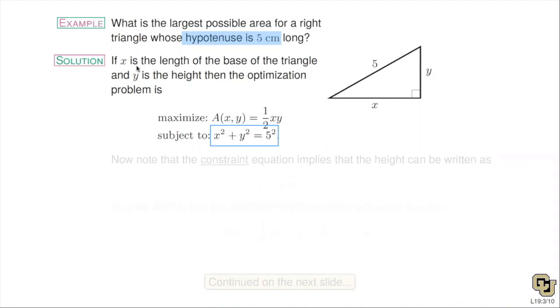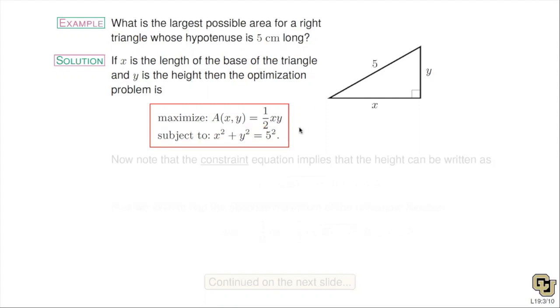And translating from the English sentence to the mathematical sentence sometimes can be a little tricky. But that's how we enforce that the hypotenuse has to be 5 centimeters long, by requiring x squared plus y squared equals 5 squared. So this is the official formulation of the optimization problem. When someone says I have an optimization problem, this is what we're looking for. That the function to be optimized, whether we're maximizing it or minimizing it, and what's the constraint, what's the restriction.